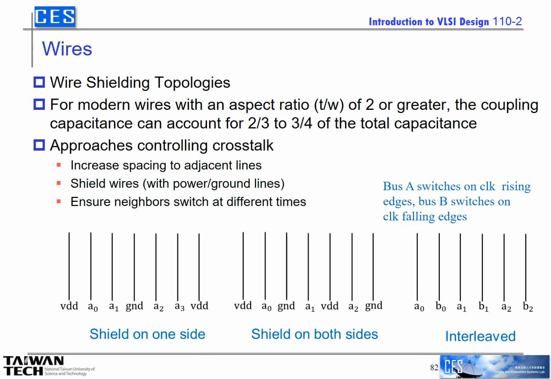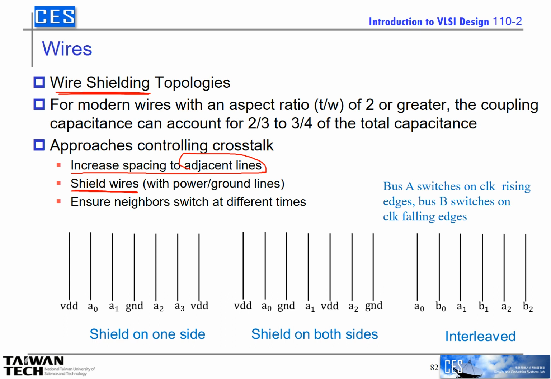Okay, and another technique we can use to control the noise is called the wire shielding technology. The idea is to use wire shielding technology to control the crosstalk. So for example, we can increase the space between two adjacent wires, okay? Or we can shield wires. That means we put some special material between power and ground lines, okay?